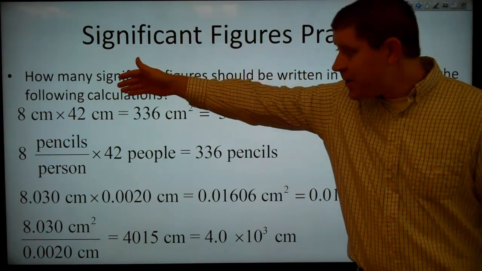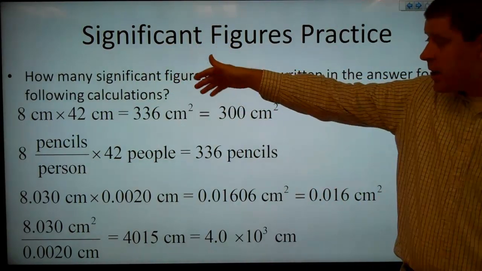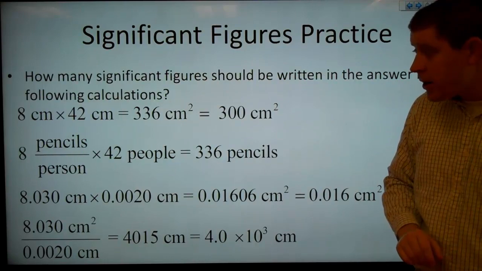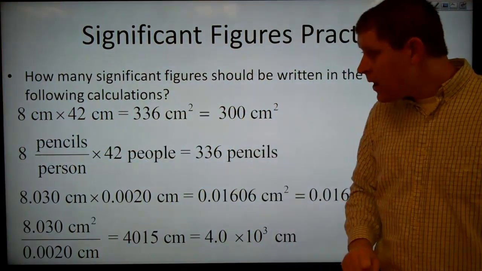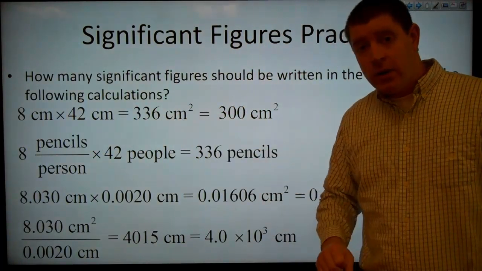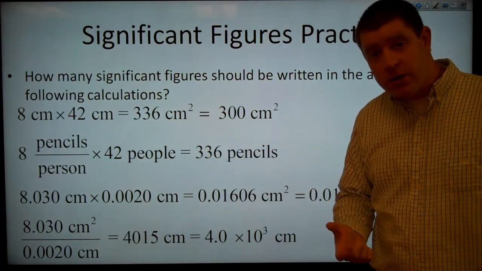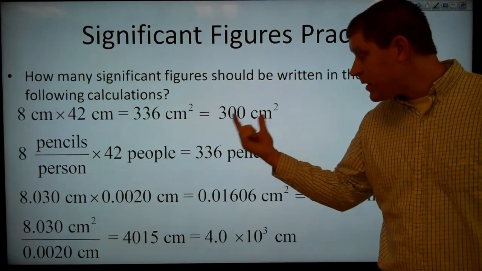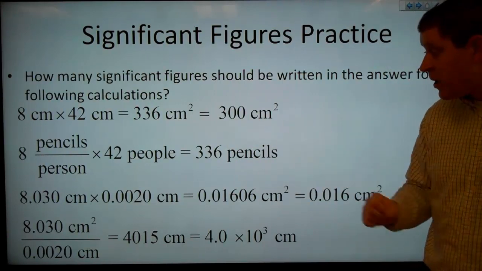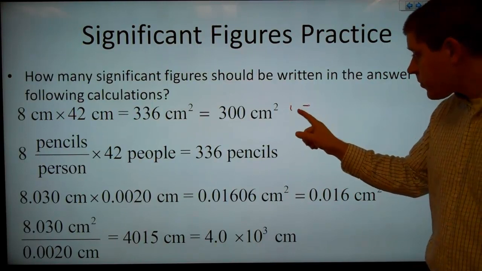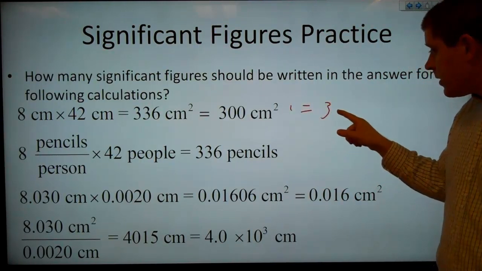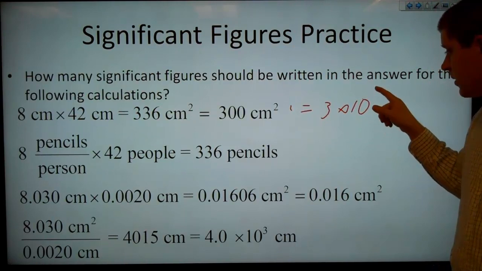If we have 8 centimeters times 42 centimeters, that gives us 336 centimeters squared. But we have 1 sig fig in 8. When we're multiplying and dividing, we need to count up the smallest number of sig figs. In this case, it's 1. Our answer can only have 1 sig fig, so we have to write it as 300 centimeters squared. Alternately, we could write it as 3 times 10 to the 2 centimeters squared.